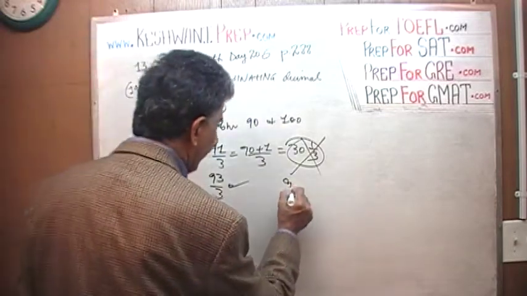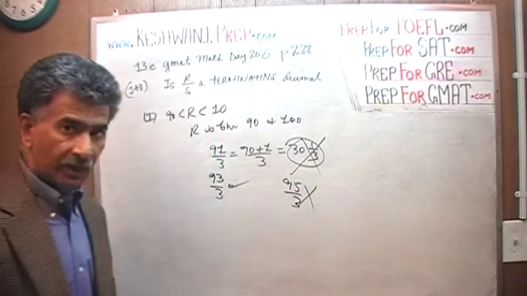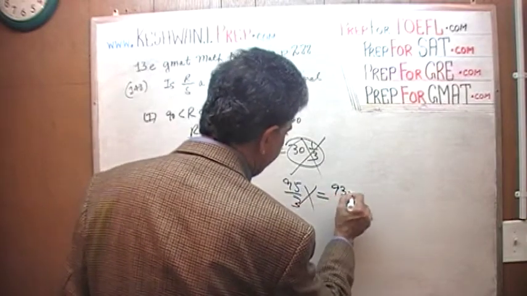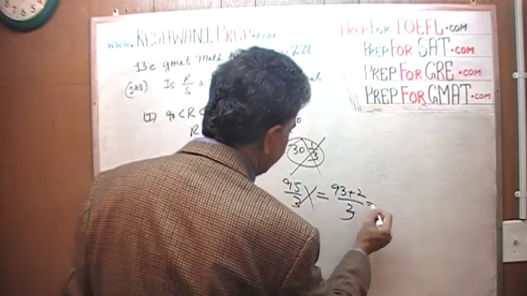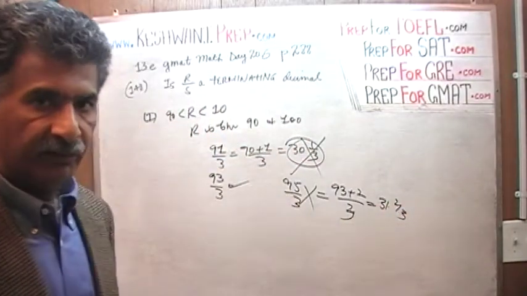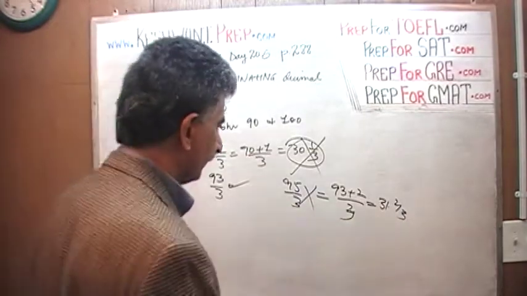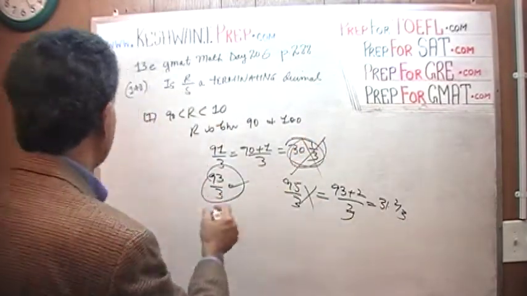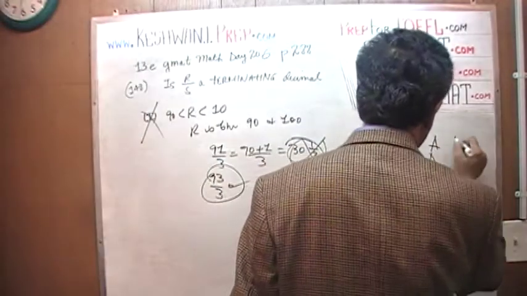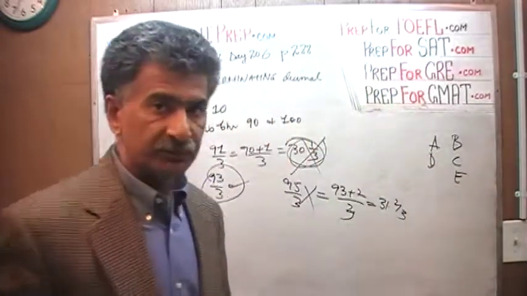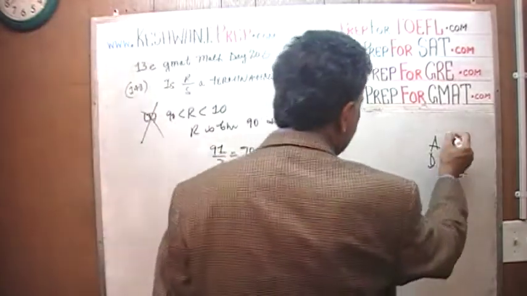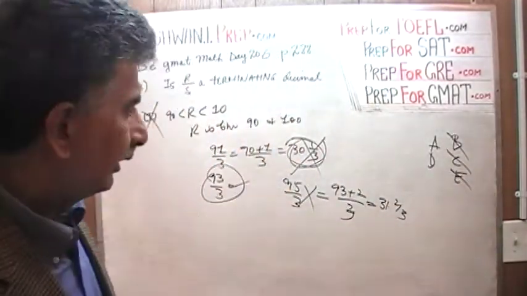Similarly, 95 over 3 would not be a terminating decimal. It will be 93 plus 2, and 93 divided by 3 is 31, so it's 31 and 2/3, which would just be 31.666666 forever and ever. It's not a terminating decimal. The first statement is not enough. It does not provide us sufficient information. A, D, B, C, E. Because the first statement is not sufficient, the answer cannot be B, C, or E. It would have to be either A or D.